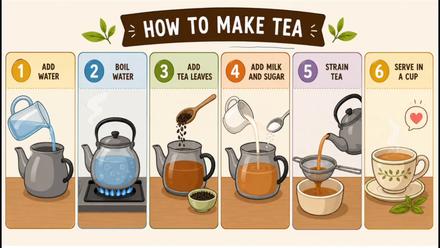So instead of asking to make a tea, we need to say: take 1 cup, boil water, add leaves, add sugar, strain tea, and serve in a cup. Now the instructions are very clear. This is one of the most important properties of an algorithm. Every step needs to be clear.